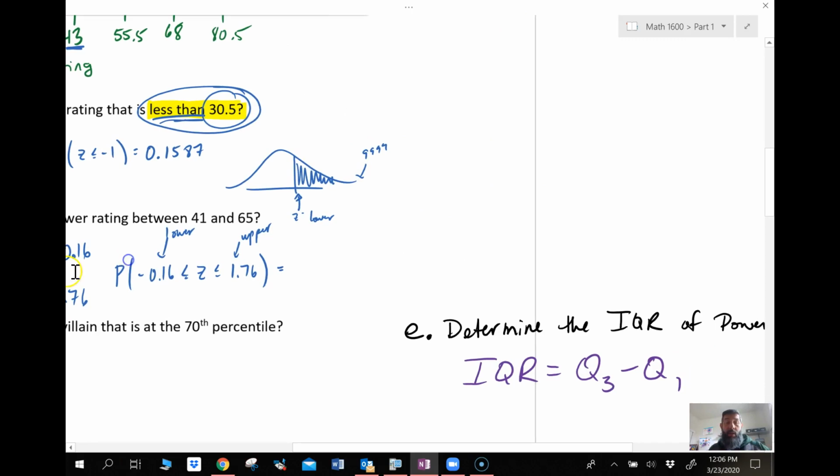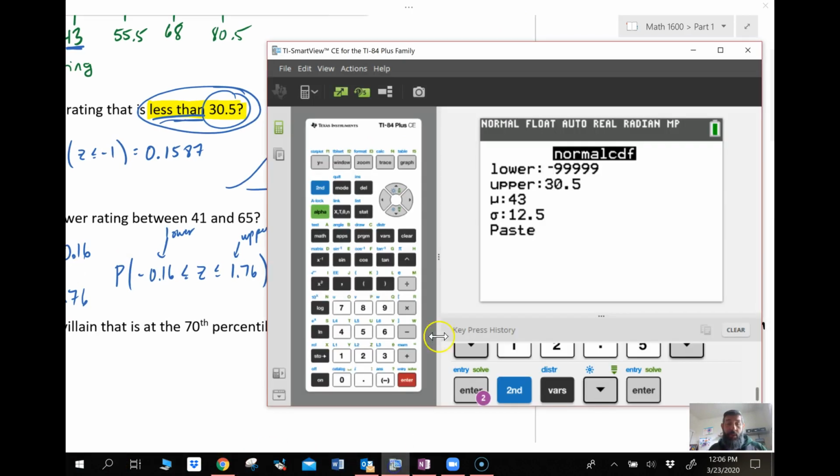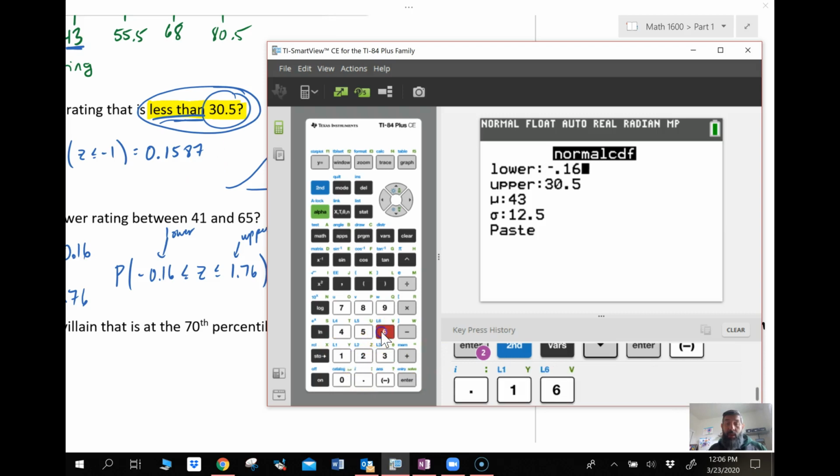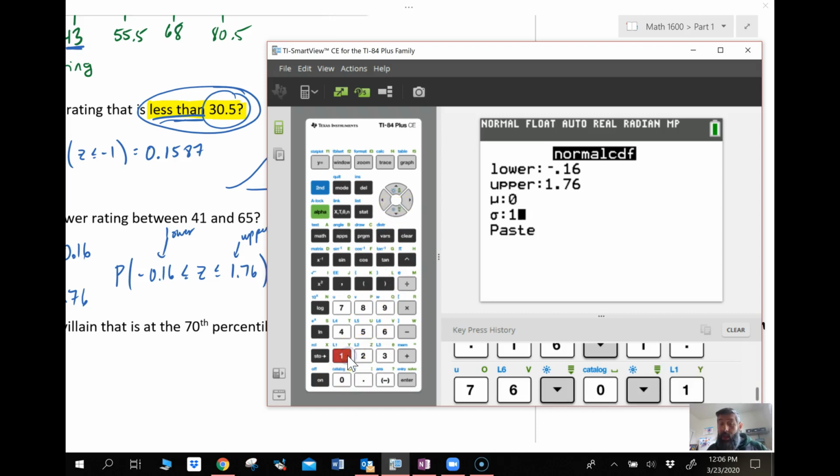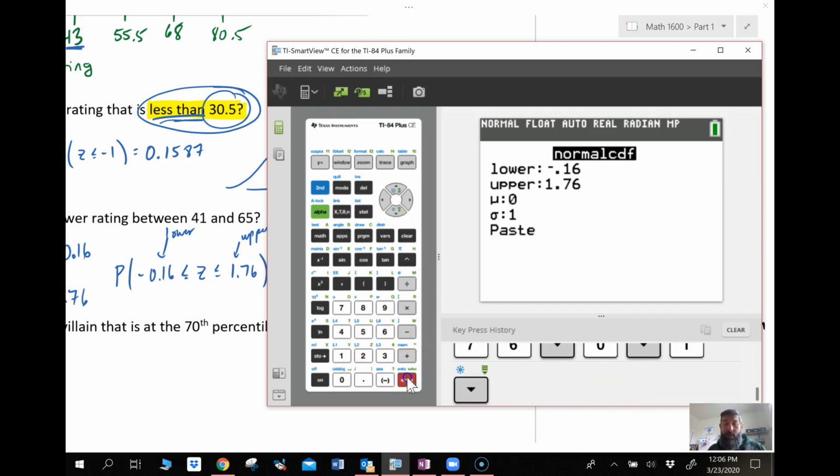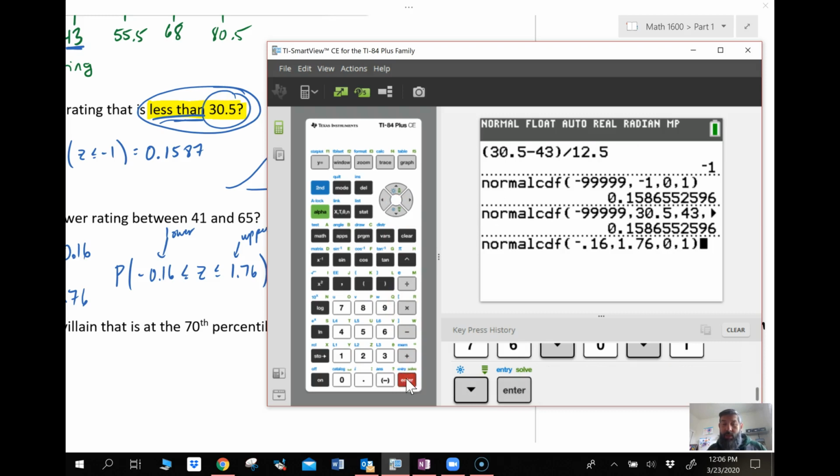We've got a lower and an upper for this. Our lower is negative 0.16. Hit down. Our upper is 1.76. And then we want to change that mu. It still has it from what we did before, so we're going to see 0 and 1. Why is it 0 and 1? That's right, because it is a z-score. Way to play along. You're participating with a video.